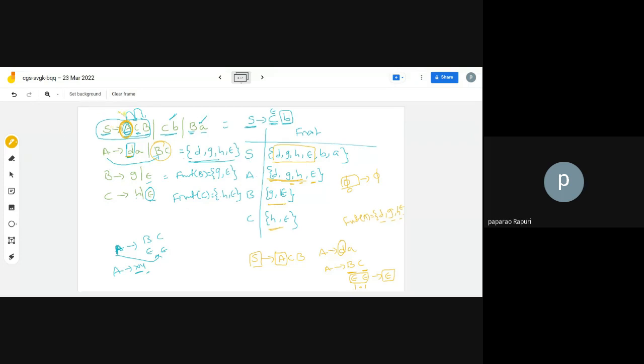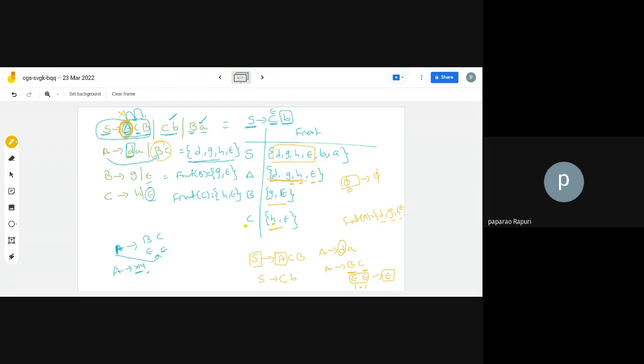So this production is completed. And here S is producing capital C, small b. In that case, if we find first of S, it is equal to first of C, and again first of C is equal to first of H, first of H minus epsilon.